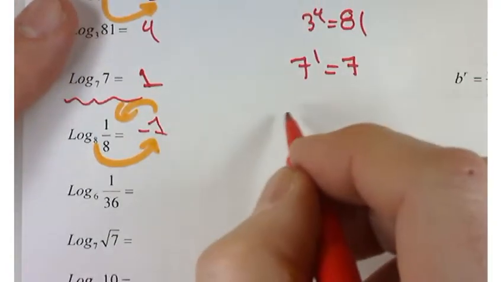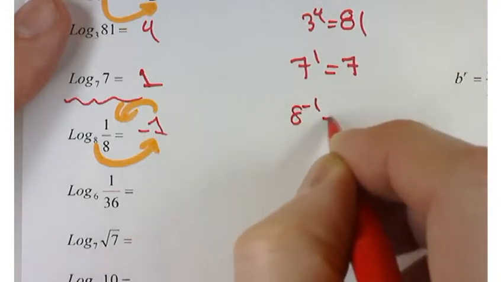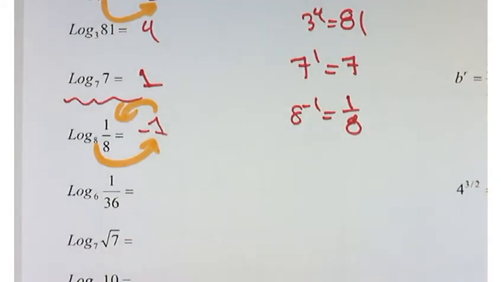Cole, you want to give that one a shot? Perfect. And that makes sense because when you have a negative exponent, you can take the reciprocal and get rid of that negative exponent. So, well done.